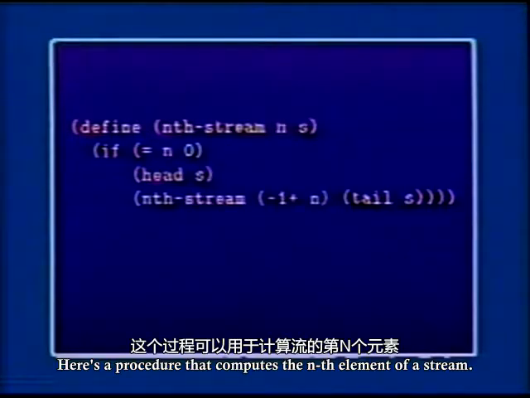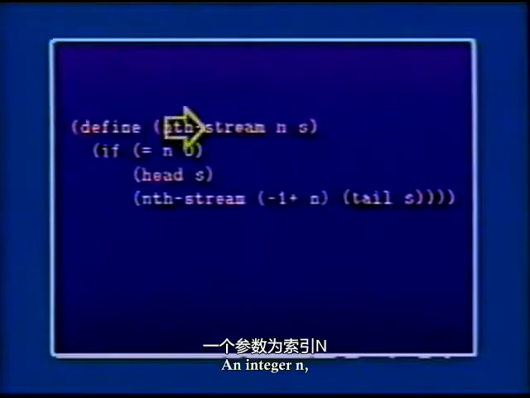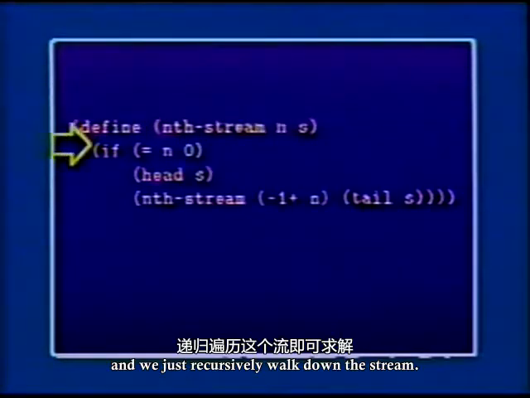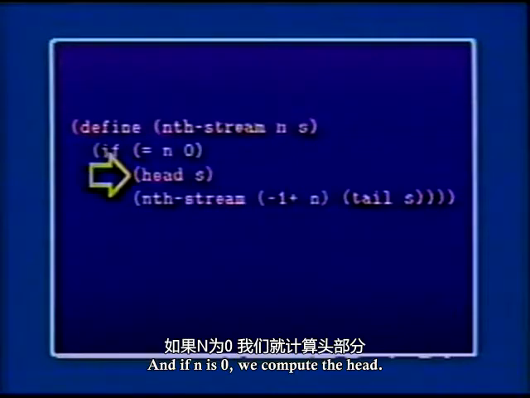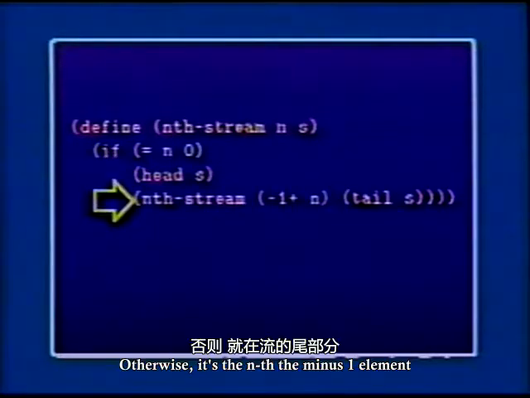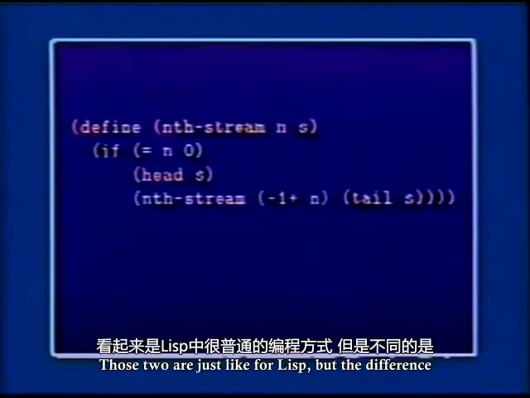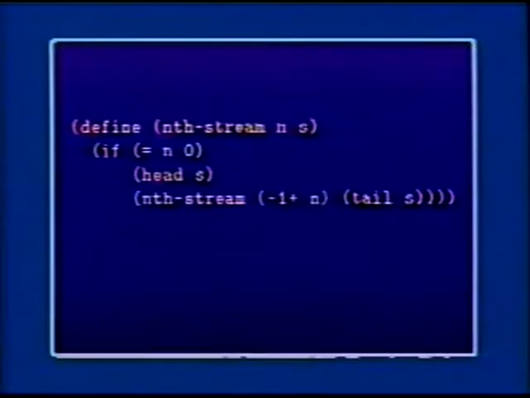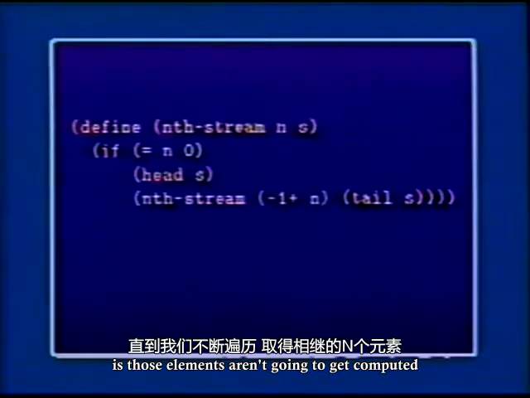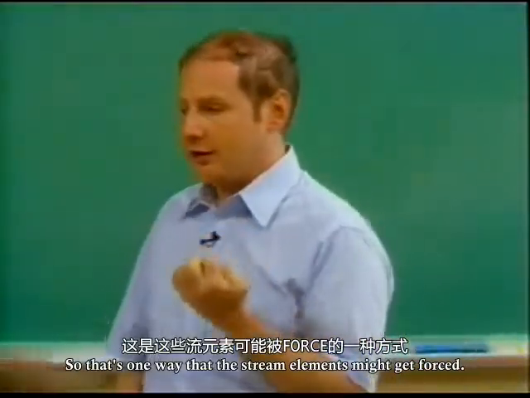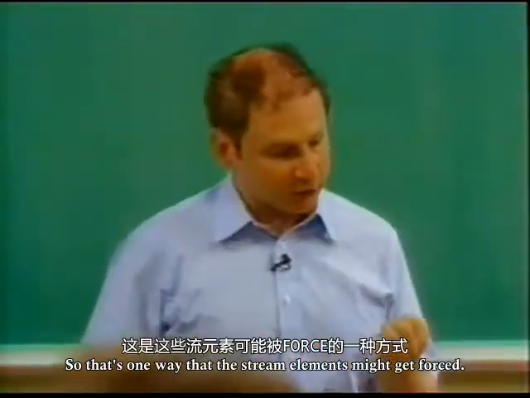Right, here's a procedure that computes the nth element of a stream, an integer n, the nth element of some stream s, and we just recursively walk down the stream. If n is 0, we compute the head. Otherwise, it's the n minus 1 element of the tail of the stream. That's just like for Lisp, but the difference is those elements aren't going to get computed until we walk down, taking successive nths. So that's one way that these stream elements might get forced.